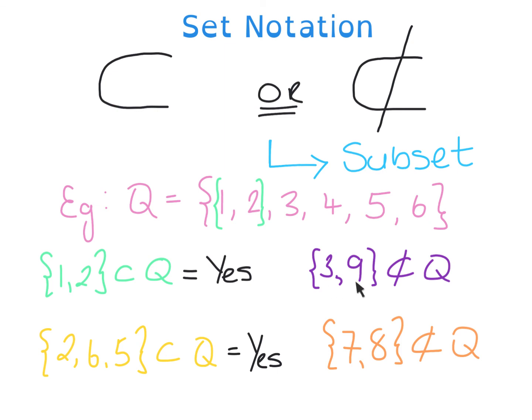Is 3, 9 a subset of Q? No, it is not a subset of Q. 3 is part of Q, but 9 isn't, so we say it's not a subset. And is 7, 8 a subset of Q? It is not a subset of Q. So if it is a subset, you write it with this symbol. If it's not a subset, you just put a line through it.